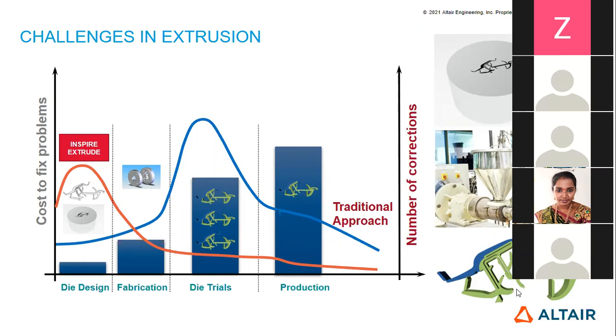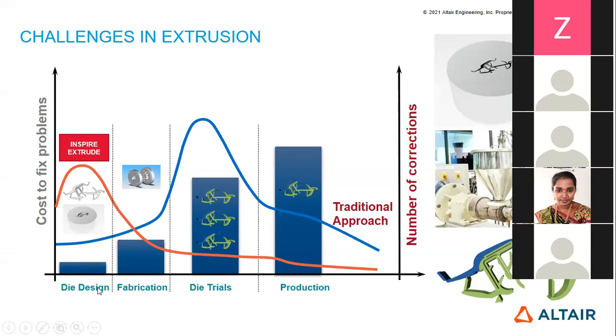So look at the first stage, that is the die design. The blue line is for the traditional approach and the red line is for the simulation approach. Suppose you have done the simulation at an early stage. I have a tool, Inspire Extrude, which I have mentioned here for the polymer. So look at the die stage.